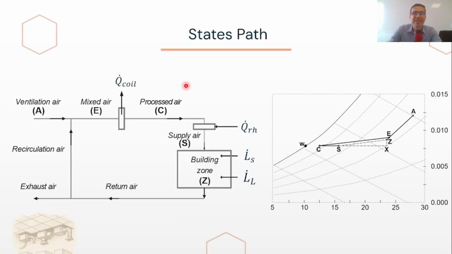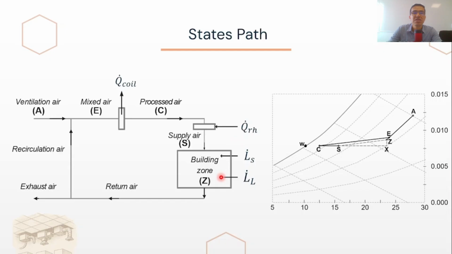In this diagram, we see 5 locations. We have here the ventilation air, the recirculation air, the mixed air, the coil exit, and finally the supply air that is after the reheating, and the air in the zone.